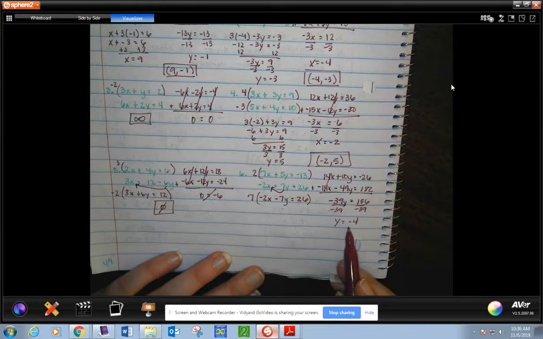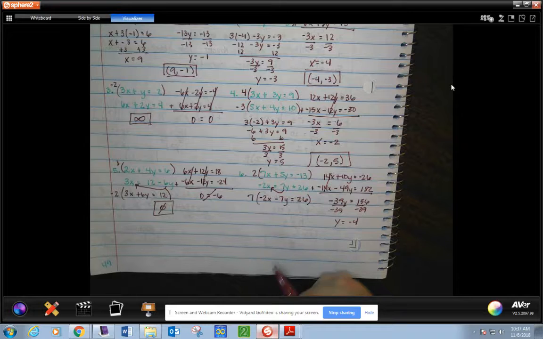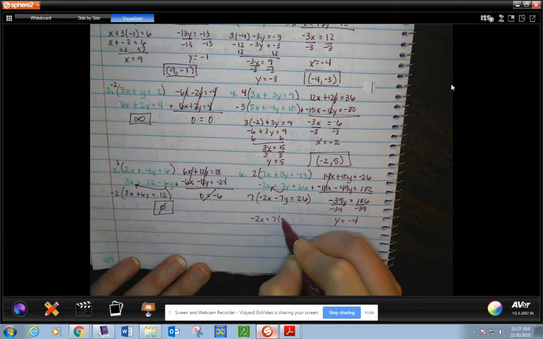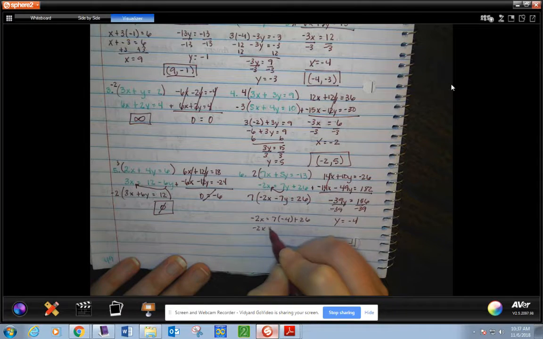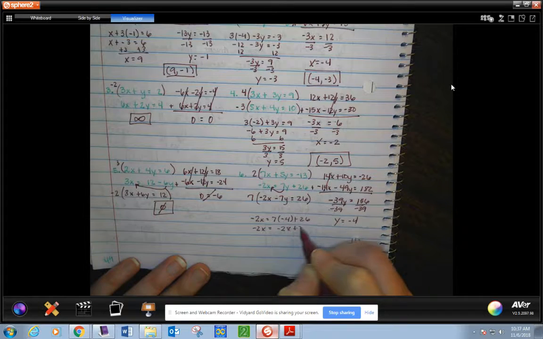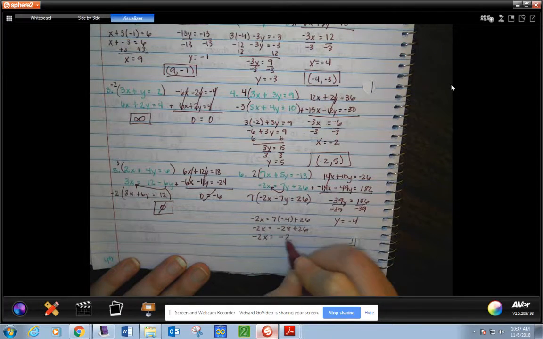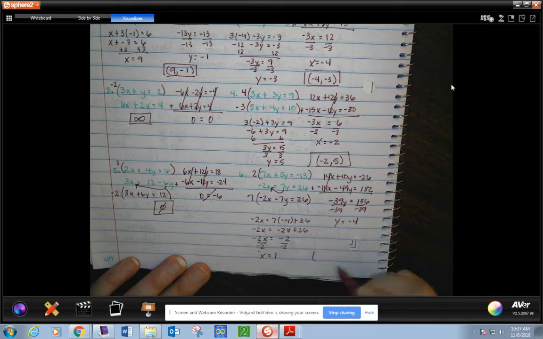I take this negative 4 and I put it back into one of my original equations. I'm going to go with the bottom one. We're going to do negative 2x equals 7 times negative 4 plus 26. I get negative 2x equals negative 28 plus 26, which gives me negative 2x equals negative 2. I divide by negative 2, and x equals 1. To write my final answer, I do x comma y, and I have 1, negative 4.